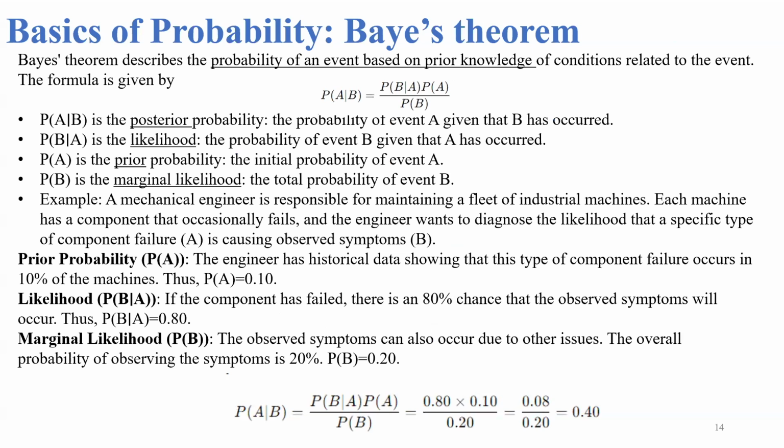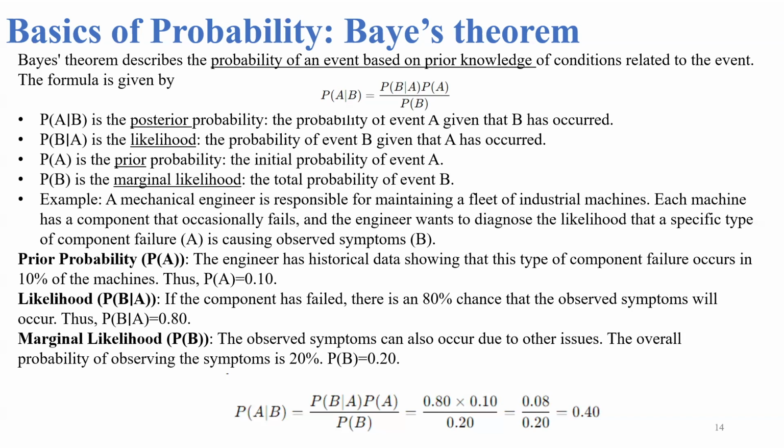Another very important concept in probability is Bayes' theorem. Bayes' theorem describes the probability of an event based on prior knowledge of a condition related to the event. This is given by P of A given B equals P of B given A multiplied by P of A, over P of B. So P of A given B is called the posterior probability. It's basically saying the probability of an event A given that B has already occurred, and P of B given A is called the likelihood.